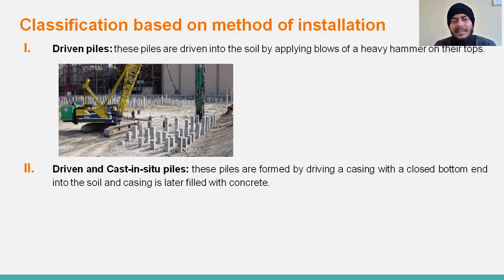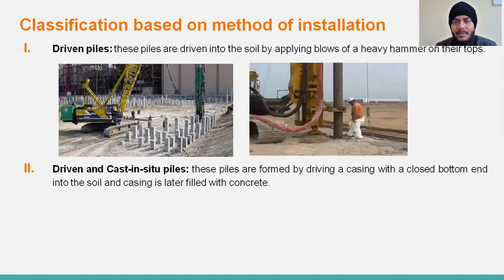In this case, the caisson is driven into the soil using some machine, and then we fill it with concrete. This is called the driven and cast in situ pile, as mentioned in the figure. The cylinder is the caisson. Using the machine, we first insert it in the soil and then we fill it with concrete.